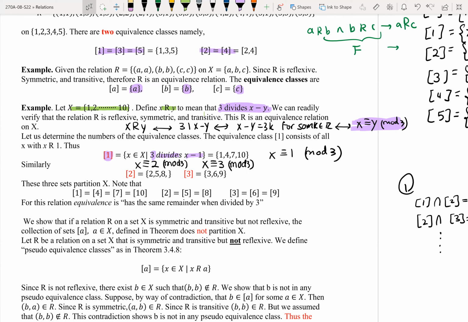7 minus 4 is 3, and that's divisible by 3. And then you just repeat that until you get to the end. So does that make sense? That makes sense, yeah. Okay. That's exactly what I'm trying to tell you.